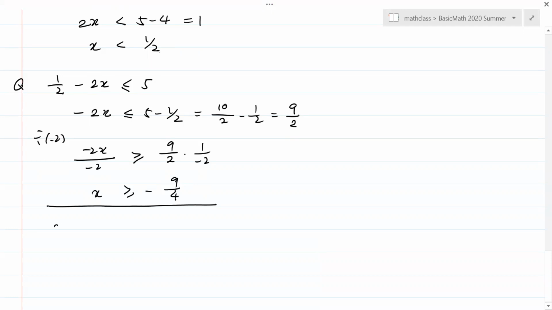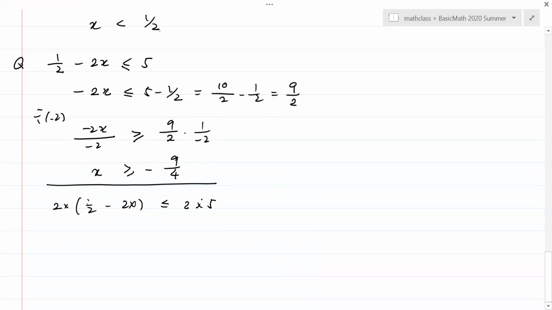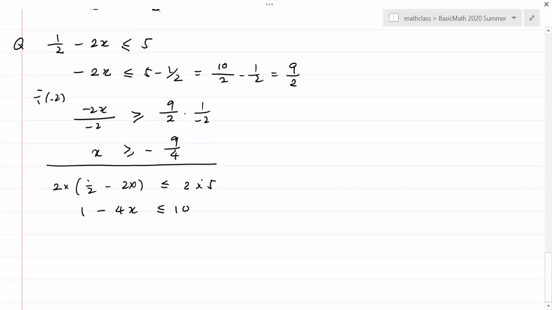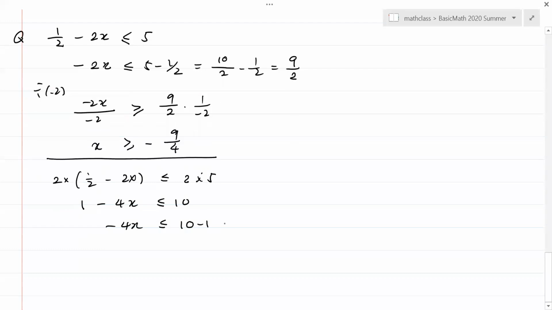first. What you do is multiply 2 on both sides. Since 2 is a positive number, you don't change the direction of the inequality. So you get 2 times 1/2 is 1. 2 times 2 is going to be 4, less than or equal to 10, right? Then you move 1 over to the right-hand side. You change the sign, which is going to be 9, right?